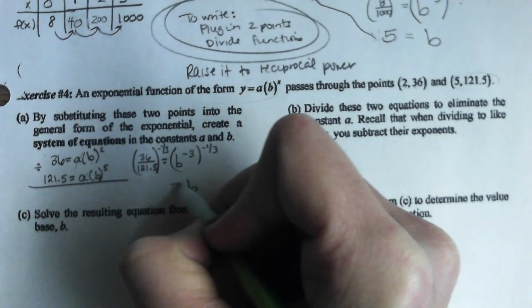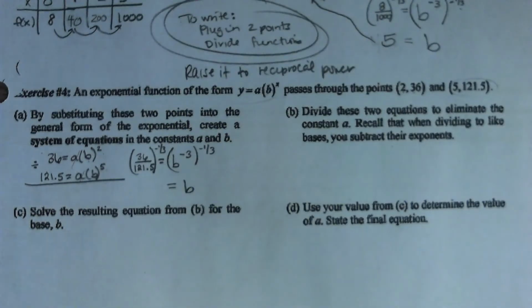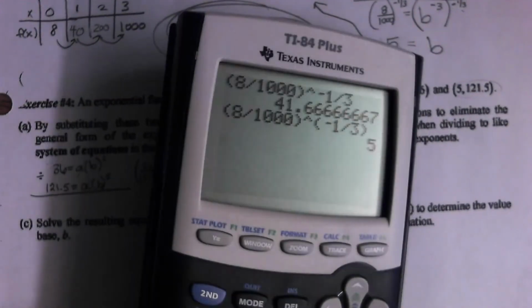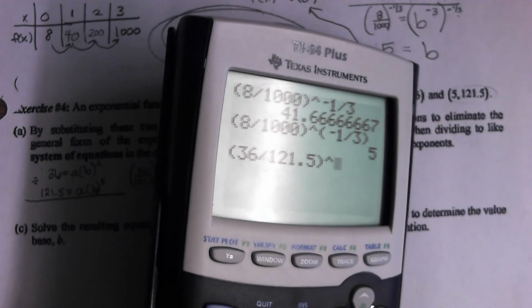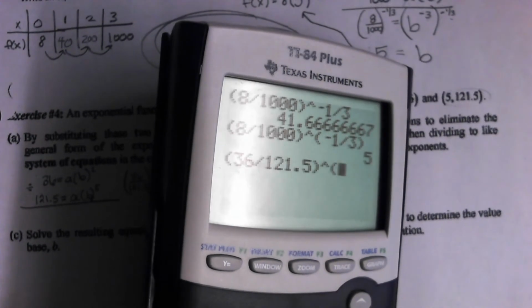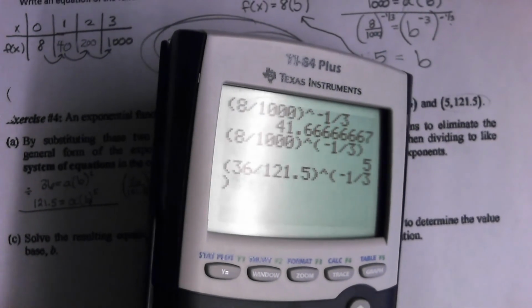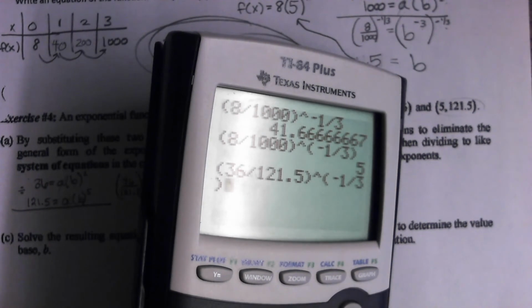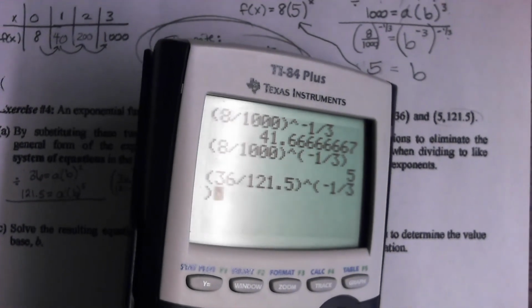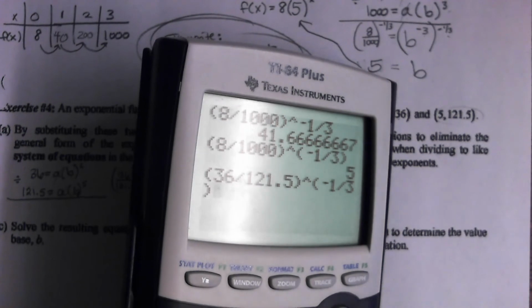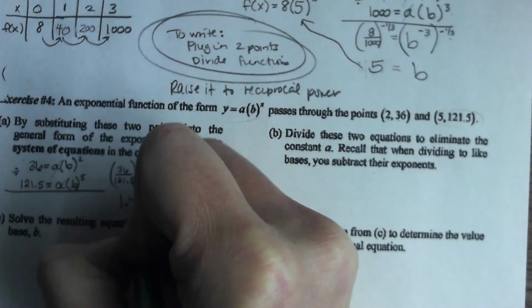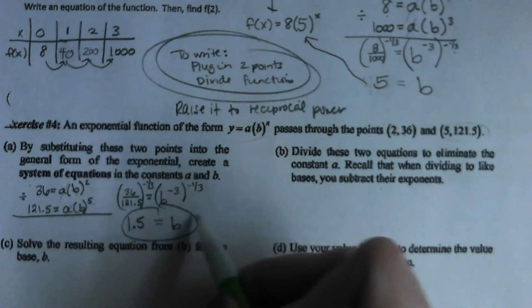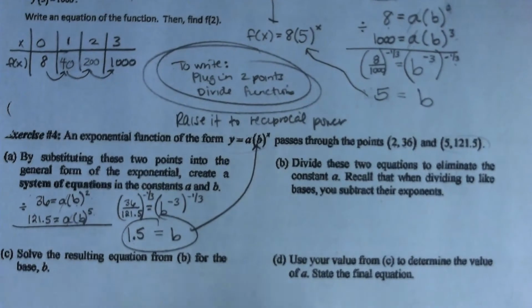So I'm going to get that b equals, we'll make sure I don't screw this one up, 36 divided by 121.5, and then raise it to, since my exponent is a fraction, I'm going to keep that in parentheses too. How many of you do alpha y equals? And so you don't have that problem, do you? Yeah. But this works too, and you get b equals 1.5. Now, the trouble on this one, it's not really trouble, it's just I don't know what a is still.